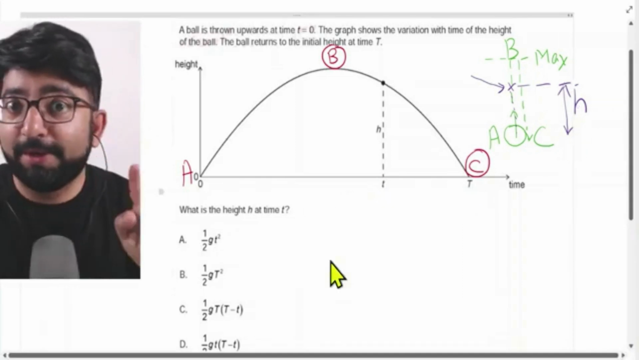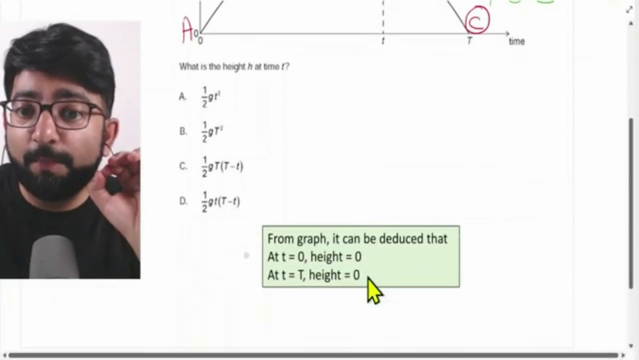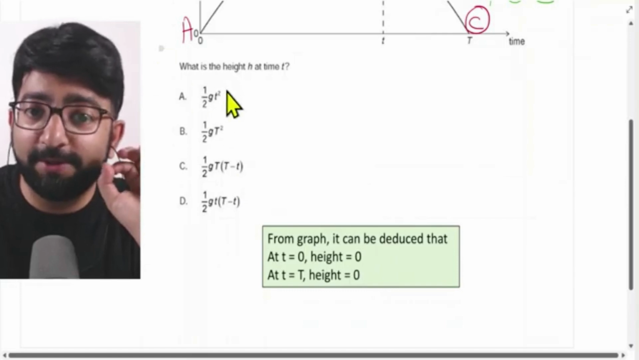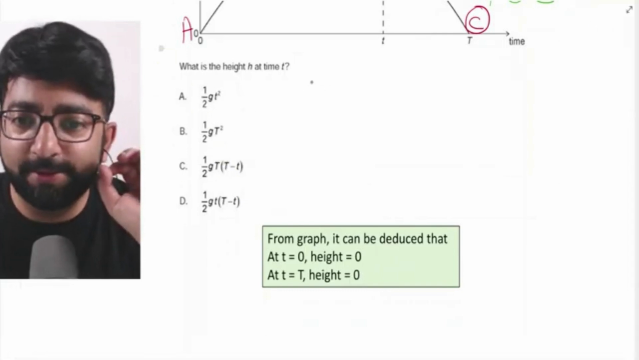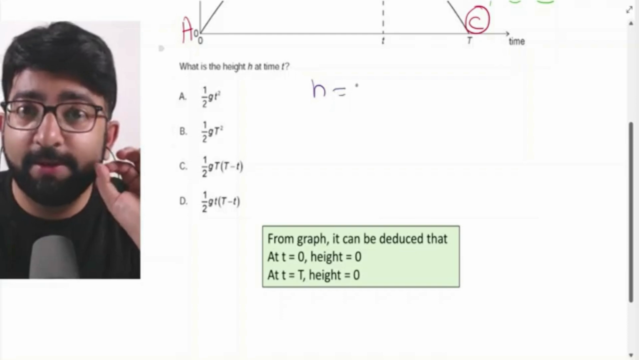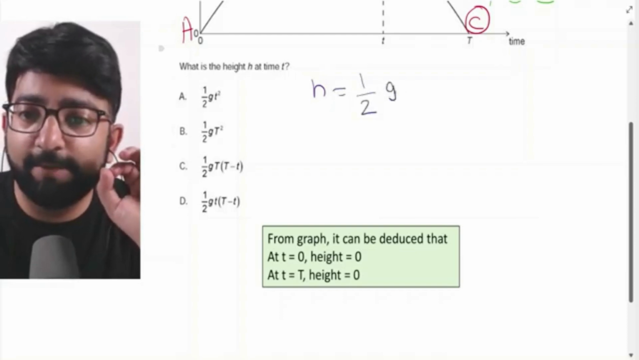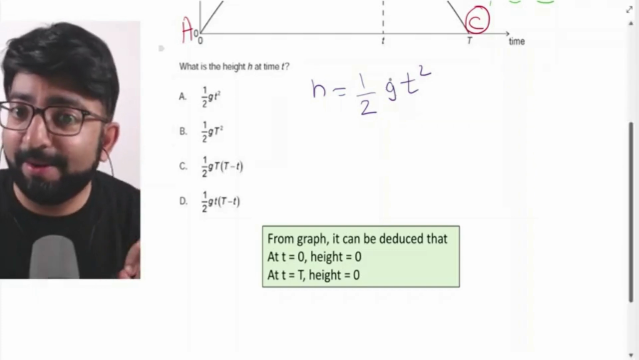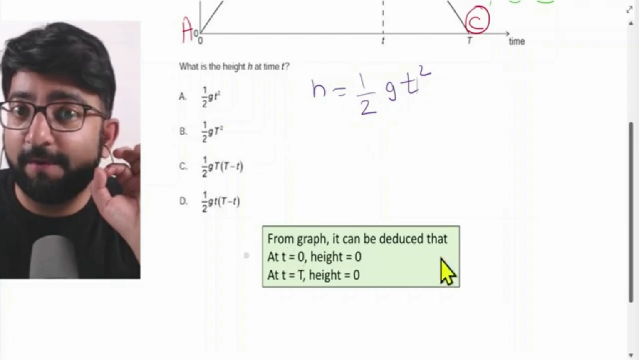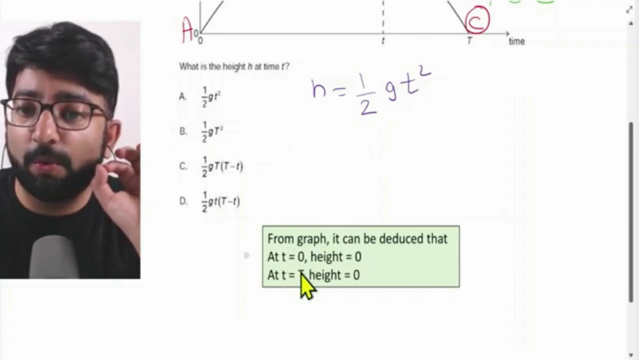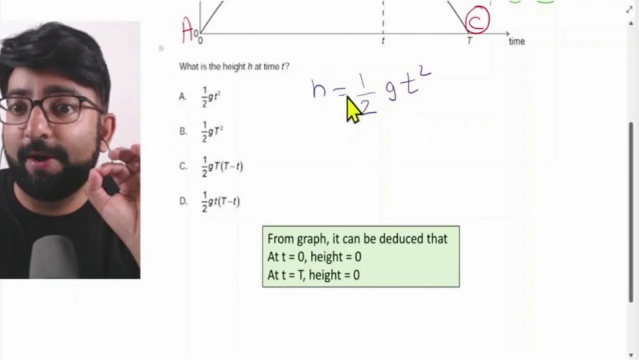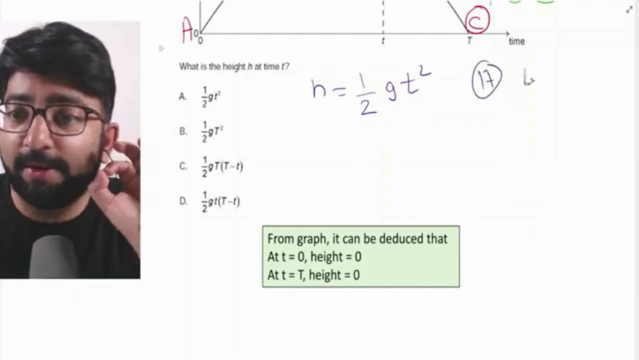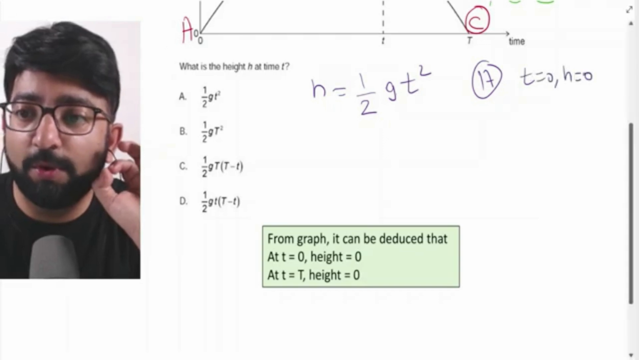How do we approach this question? Using the options method, we are going to put the observations which we just deduced into the options. Let's look at option A, which is half g t square. Let me write this separately. Option A states that the height of the ball at a particular time t will be half g t square. Now, if this option is indeed correct, then it is going to satisfy our observation. So if you put t is equal to 0 here, of course, the value of height will come out as 0, which means option A is satisfying the t is equal to 0, h is equal to 0 condition.